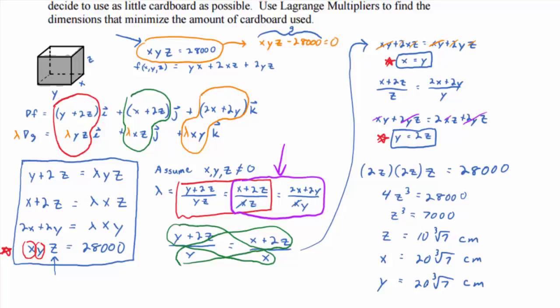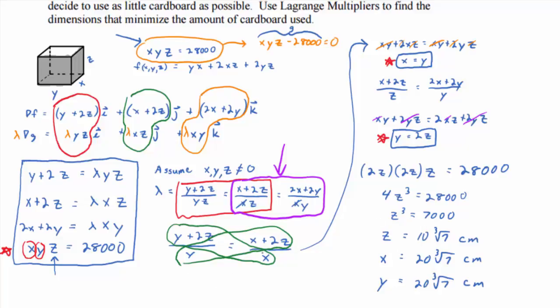Now this is the only critical point we get, x, y, z, so I would argue it has to be the solution, because just by the nature of the problem, the surface area should have a minimum. It won't have a maximum, because you could always make one dimension smaller and one dimension larger and get as much surface area as you want, as much cardboard as you want, to create a volume of 28,000 cubic centimeters. But just by its nature, it should have a minimum.